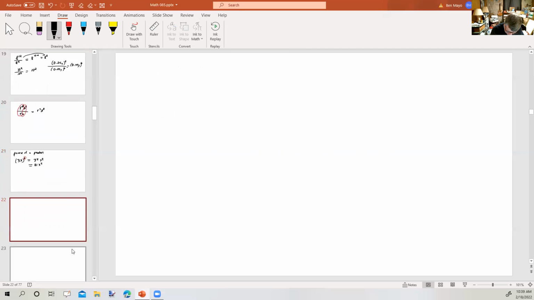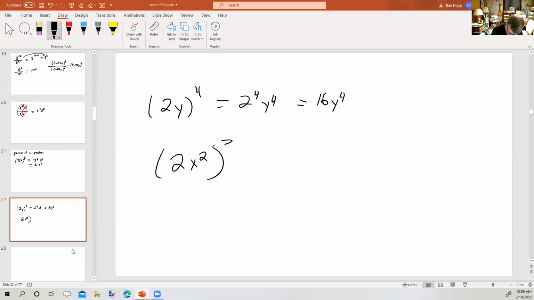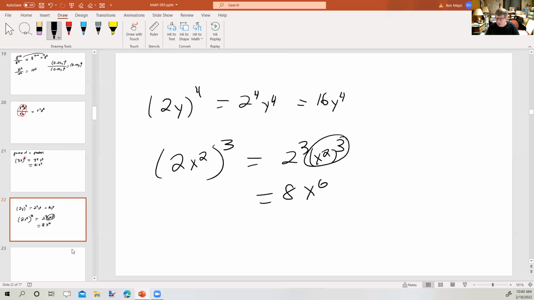Okay, let's say I have 2y to the 4th power. That's 2 to the 4th, y to the 4th, which is 2, 4, 8, 16, y to the 4th power. Okay, what if we have 2x squared cubed? Well, that's 2 cubed times x squared cubed. So we attach the outside exponent to each factor inside. 2 cubed is 8, but now we have a power raised to a power. So that takes us back to the power rule, and we would multiply those exponents. So within one problem simplifying, we may use more than one of the rules.